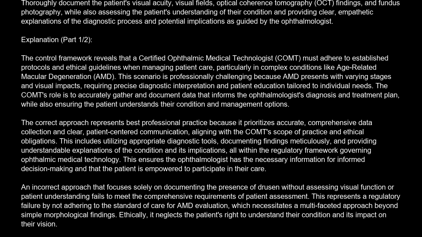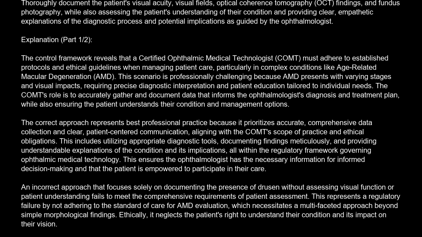The correct approach represents best professional practice because it prioritizes accurate, comprehensive data collection and clear, patient-centered communication, aligning with the COMT scope of practice and ethical obligations. This includes utilizing appropriate diagnostic tools, documenting findings meticulously, and providing understandable explanations of the condition and its implications, all within the regulatory framework governing ophthalmic medical technology. This ensures the ophthalmologist has the necessary information for informed decision-making and that the patient is empowered to participate in their care.